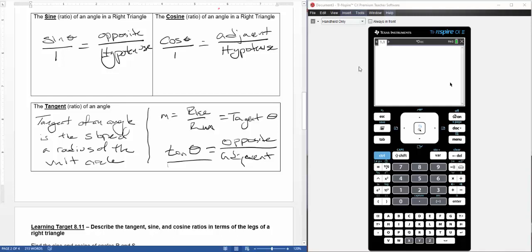In this video, I'd like to show you how to use these definitions of sine, cosine, and tangent in these ratios, opposite over hypotenuse, adjacent over hypotenuse, and opposite over adjacent, to find the sine, cosine, and tangent of the angles in a right triangle.